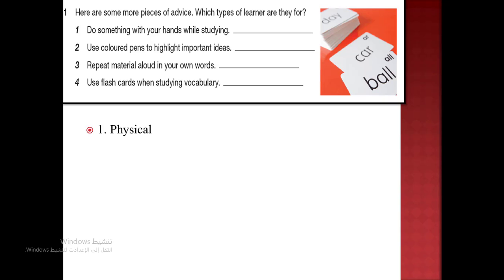Number 2, use colored pens to highlight important ideas. Of course, this technique could be useful for the visual learner. Number 3, repeat material aloud in your own voice, or in your own words. Of course, this one is suitable for the oral learner. And finally, number 4, use flashcards when studying vocabulary. Of course, this is for the visual learner.